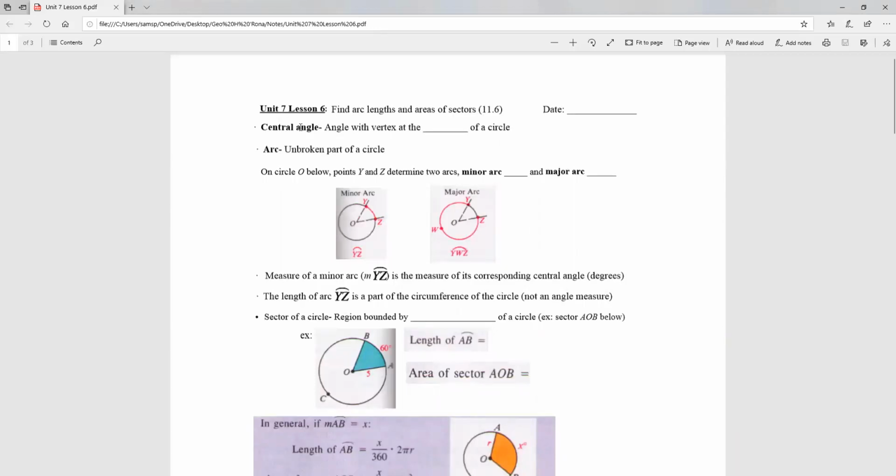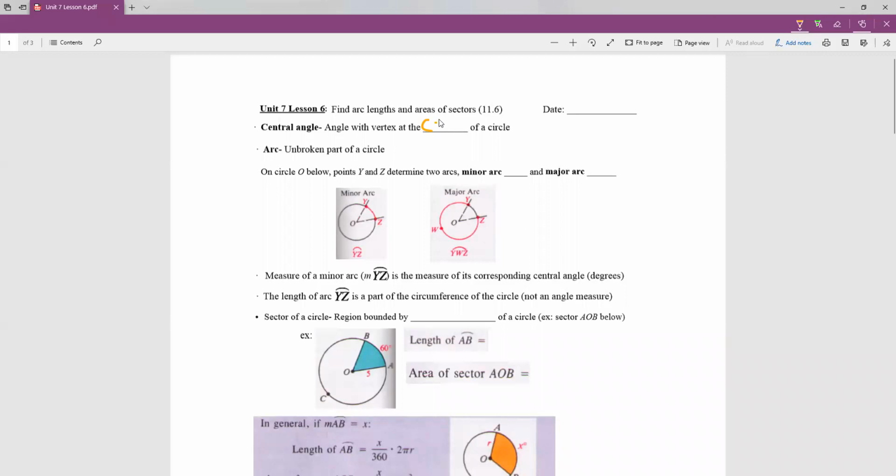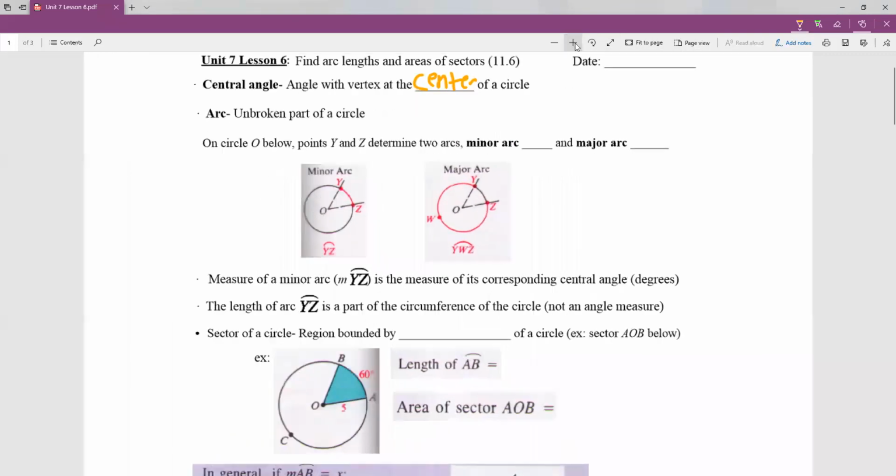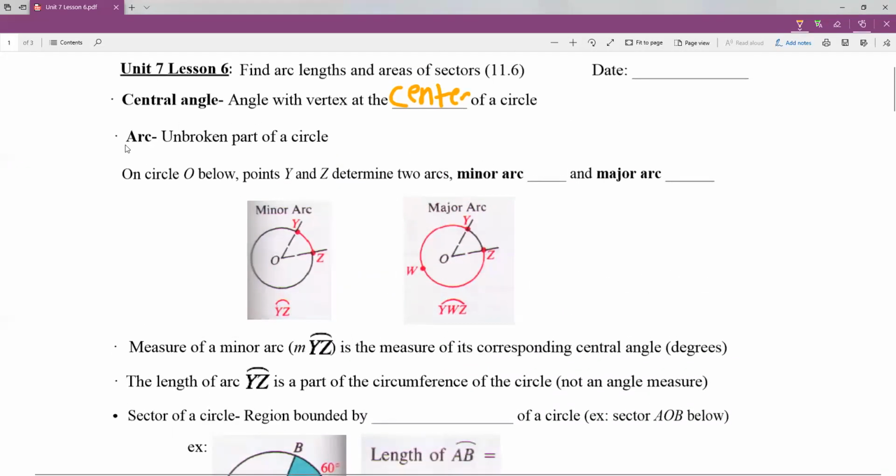The central angle is an angle with a vertex at the center of a circle. Usually its legs are going to be the radius of the circle. An arc is an unbroken part of a circle. When you talk about arcs, we usually have two different types: the minor arcs and the major arcs. In this case, we have minor arc YZ, and then we have major arc YWZ.